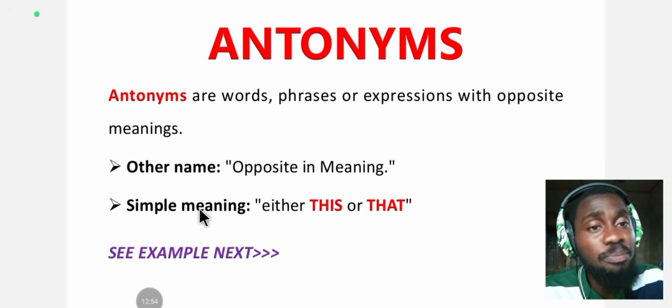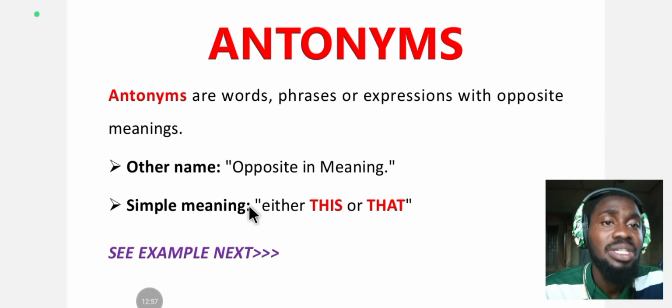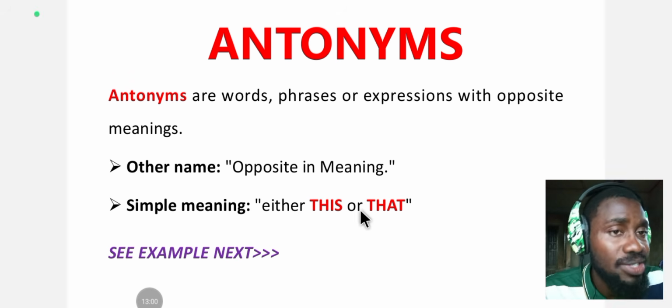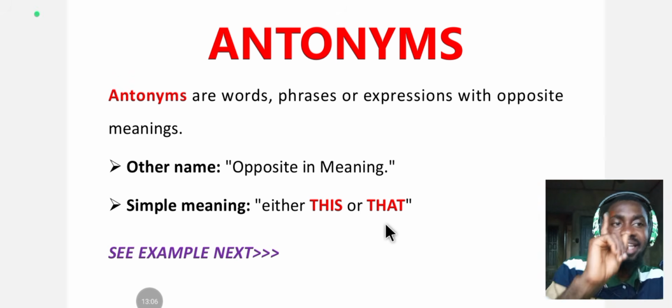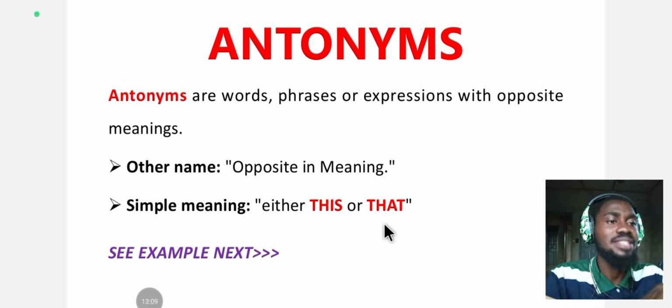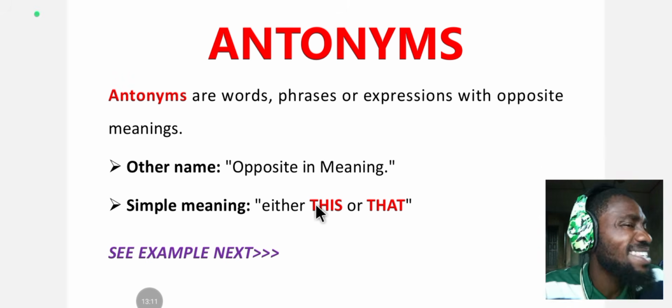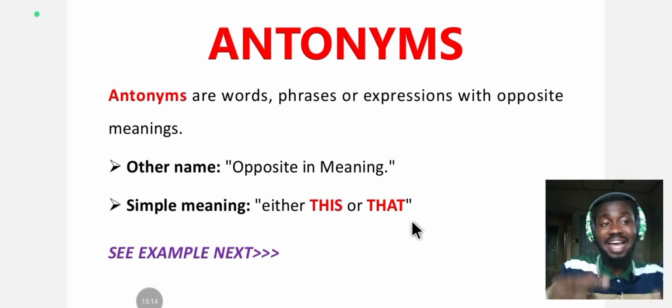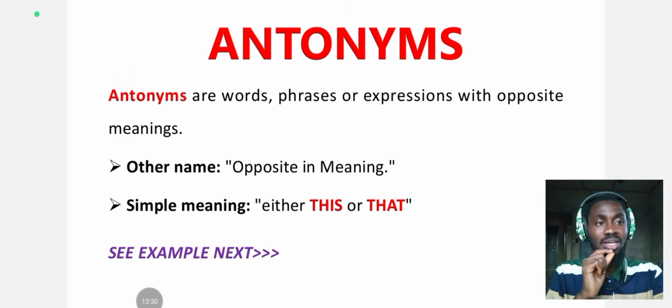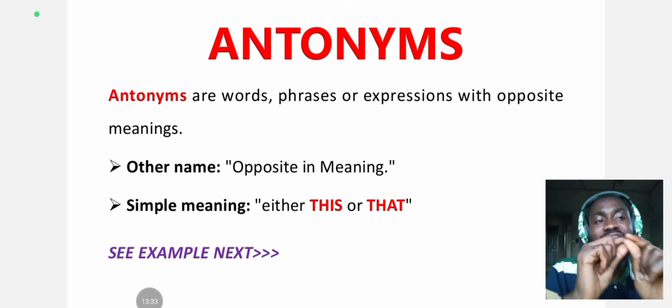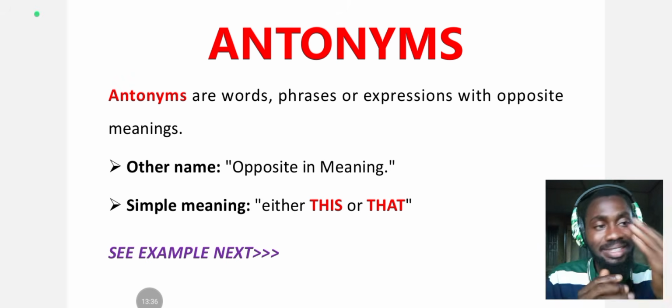So the simple meaning of antonym is either this or that. Remember that of synonym: either this or this, anyone is acceptable. But for antonyms, it's either this or that. So they are opposite, they are apart. They are like the two ends of parallel lines. They are apart, they don't have anything to do with each other. This is the opposite of this.